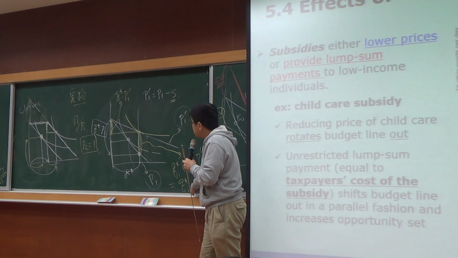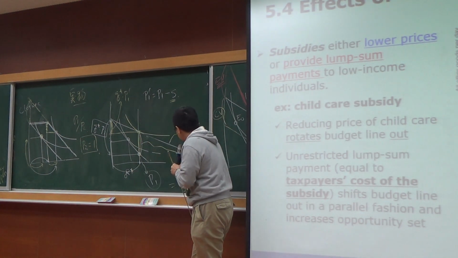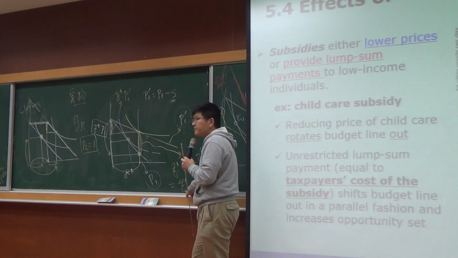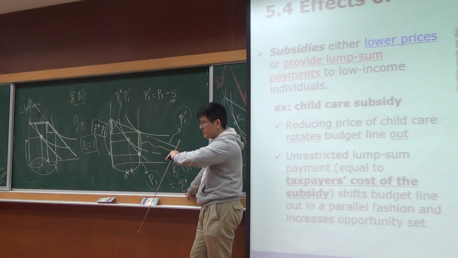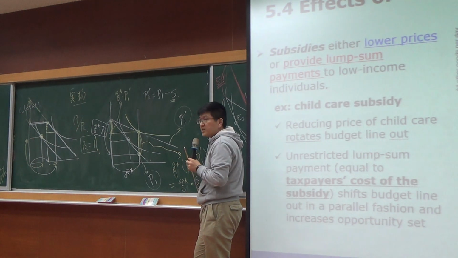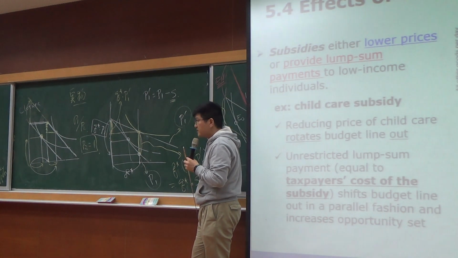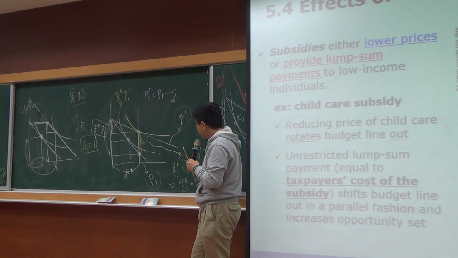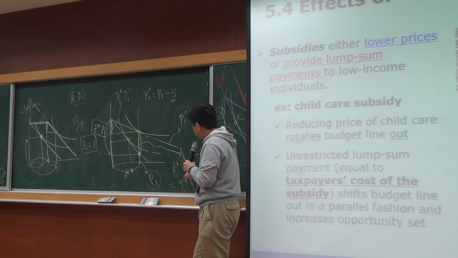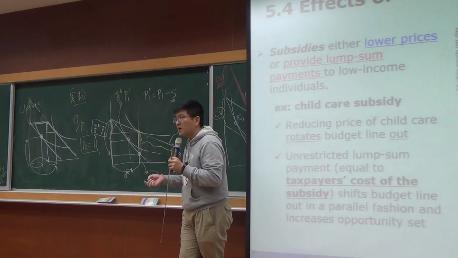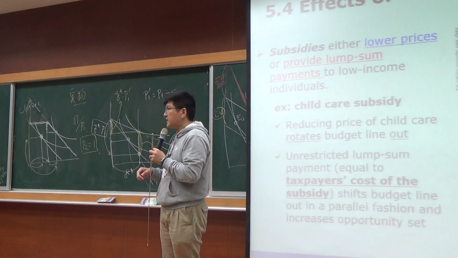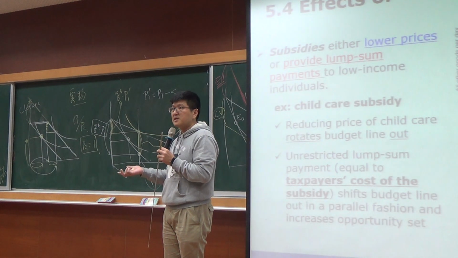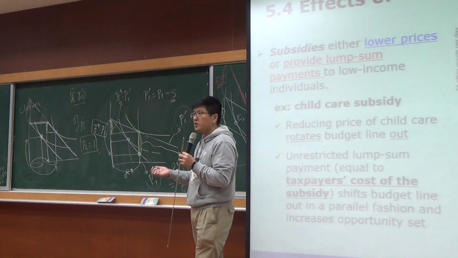So now, since the consumer consumes Q star this much of childcare, and per unit the government subsidizes this much, the product of these two is the total amount I transfer to the low-income family. Okay, I subsidize the family. So you understand what I'm talking about?